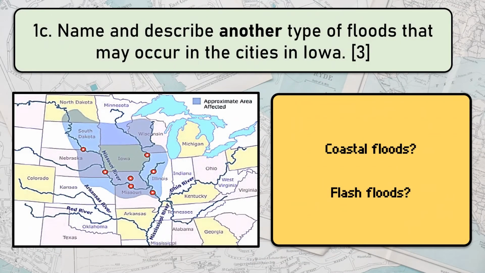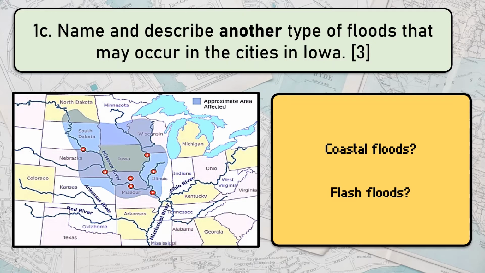Alright, in the next question, name and describe another type of flood that may occur in the cities of Iowa. So in the first part of the question, we actually said that the flood centered around areas near the Missouri River, right? So what kind of floods usually happen near rivers? Well, if you said that river floods happen near rivers, you're absolutely right. So then that leaves us with two other types of flood that we have learned throughout our lessons.